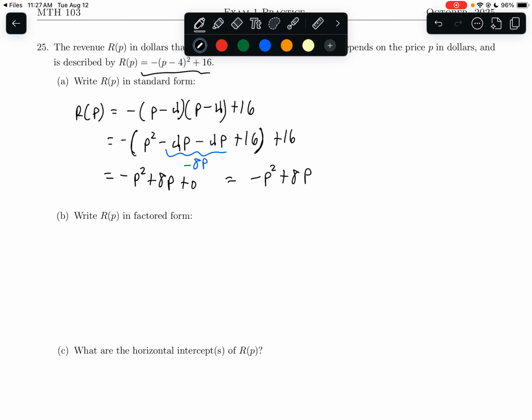How can we write it in factored form? This is why you had to do standard form first. So if you want to write it in factored form, the easiest way to do this is to recognize that there's a common factor of p in both of these, and that can be factored out. So if we take this out, negative p times p gives us back negative p squared. And if I factor out the negative p from 8p, I'm left with minus 8.